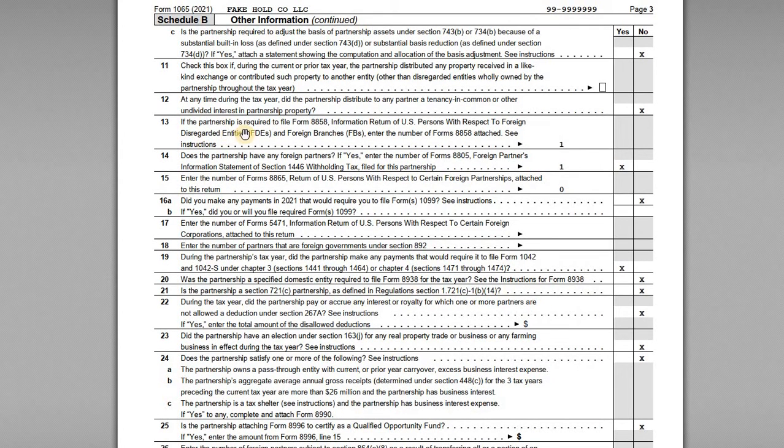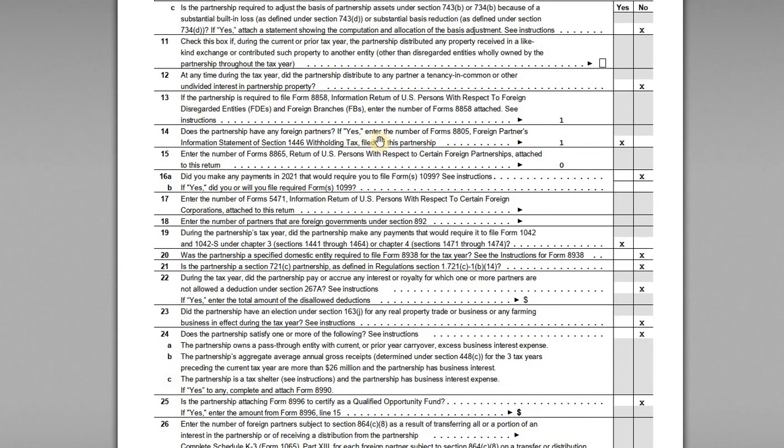So question 13, if the partnership needs to file an 8858 because it owns either a foreign disregarded entity or foreign branch, enter the number of forms filed. Yes, we do need to file, right? We have an interest in a Swiss company that is a foreign disregarded entity, and it's also a foreign branch, right? So we are checking off 1 as the number of 8858s filed with this.